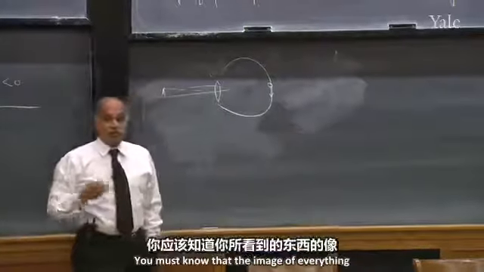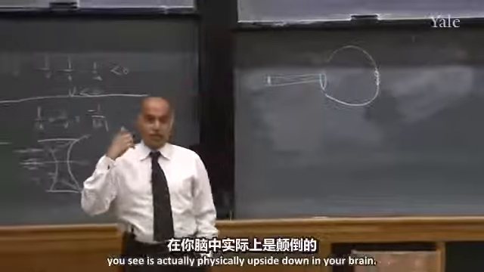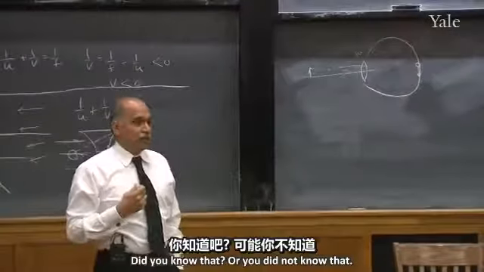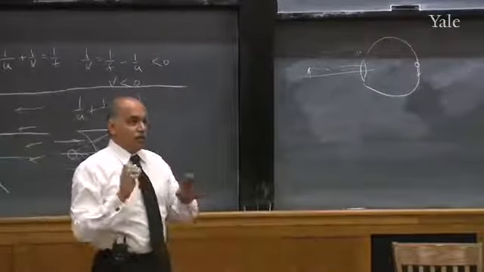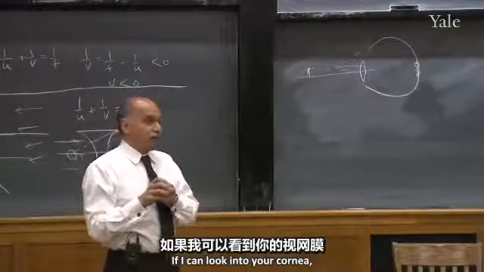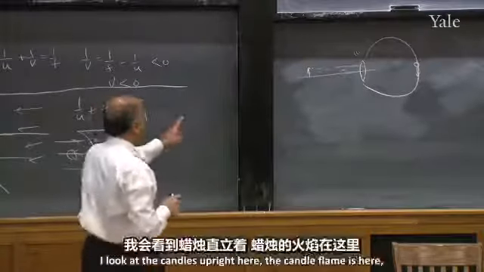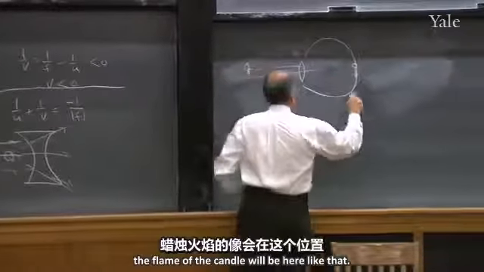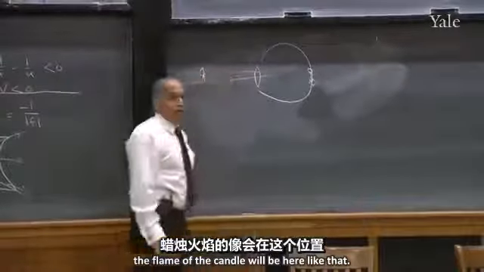You must know that the image of everything you see is actually physically upside down in your brain. Did you know that? Or you did not know that? But that's a very operationally well-defined thing. If I can look into your cornea, I look at the candles up right here, the candle flame is here, the flame of the candle will be here, like that.